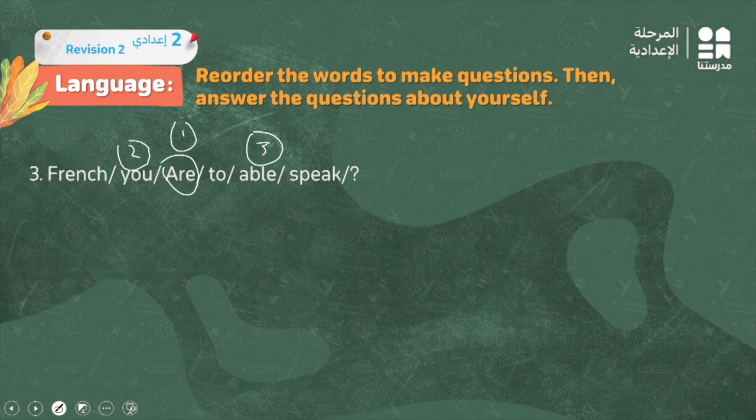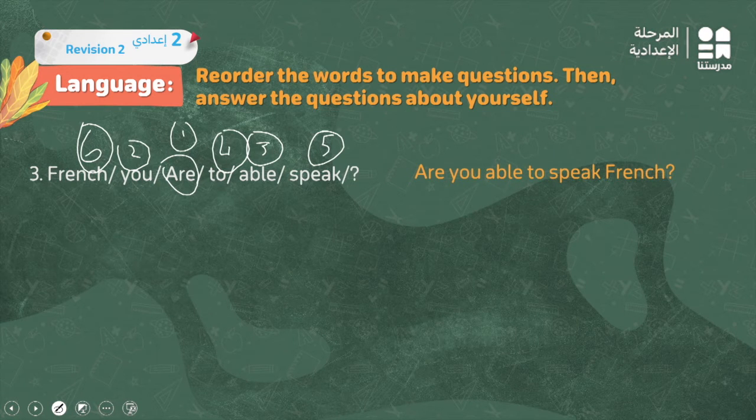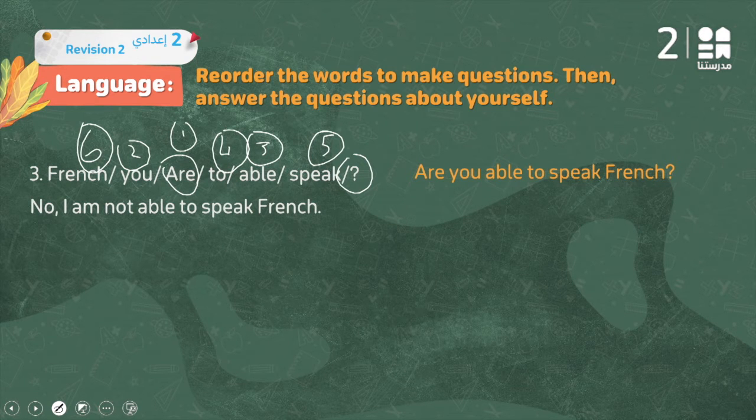Are you able? Then two. Are you able to? This is number four. Then after to, I shall add an infinitive verb. Are you able to speak French? يعني اللغة الفرنسية. Okay, so this is a way to make it easy for you to put it in order, in numbers. Are you able to speak French? And don't forget the most important thing, the question mark, when you make a question. No, I am not able to speak French.